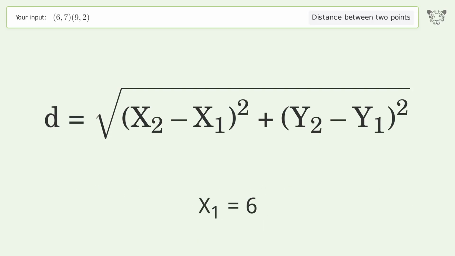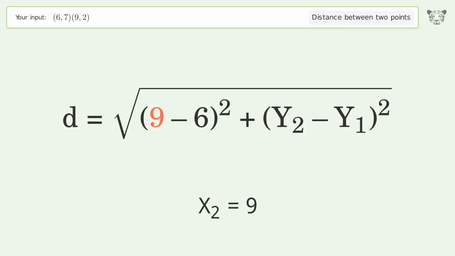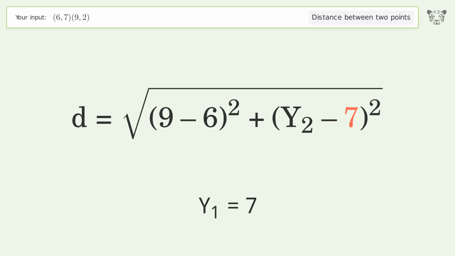x1 equals 6. x2 equals 9. y1 equals 7. y2 equals 2.